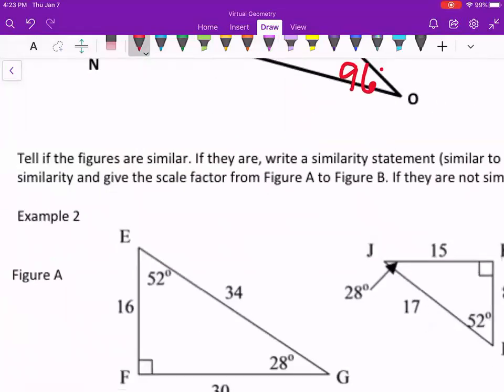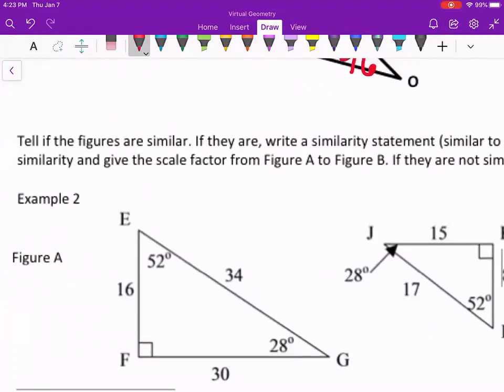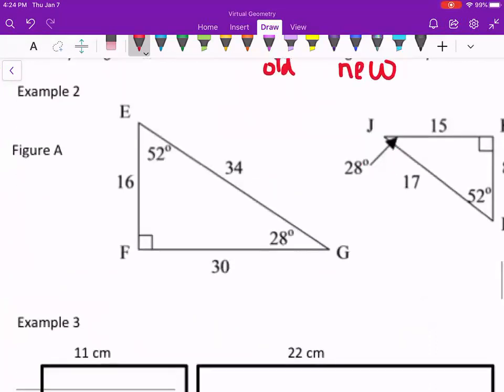Now let's write some scale factors. All right, tell us if the figures are similar. Write a similarity statement if they are, and then give the scale factor from A to B, figure A to figure B. So remember, figure A will be the old one, figure B will be the new shape. So new information will go over the old information. So any number from figure B has to be on top of figure A. So let's see what we get.